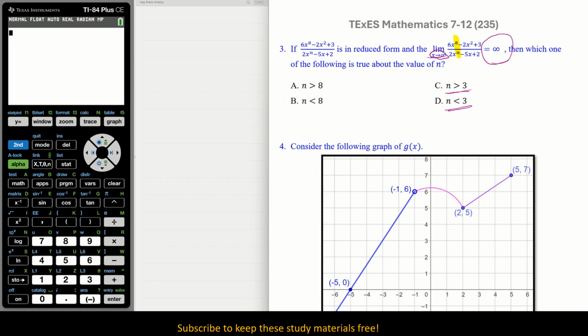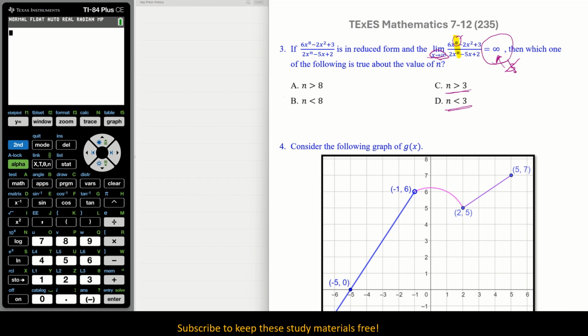And in order for that to be infinity, the exponent in the numerator had to be greater than the exponent in the denominator. So n must be less than 8. Remember, if they're equal, then this right here would say 3, and it does not.